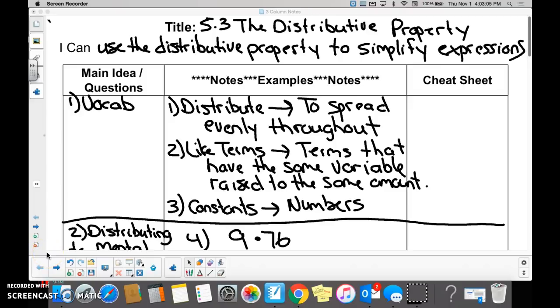Today we are going to work on Chapter 5, Lesson 3, the Distributive Property. Our I can statement is: I can use the distributive property to simplify expressions.